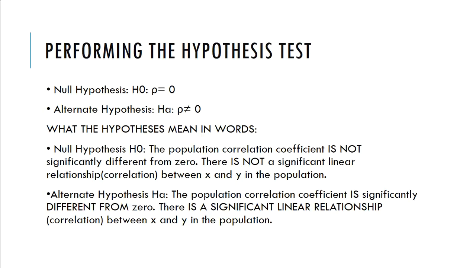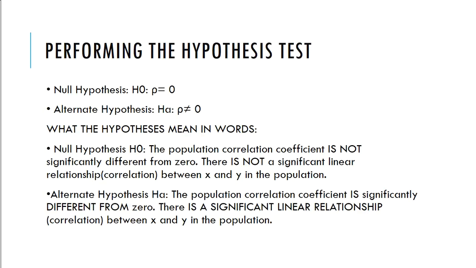For your null, you're just going to put that rho equals zero, or P equals zero. Your alternative is that rho does not equal zero. But what does this mean in words? The null is the population correlation coefficient is not significantly different from zero. It means it's pretty close to it. So basically what we're saying is there is not a significant linear relationship between X and Y in the population.